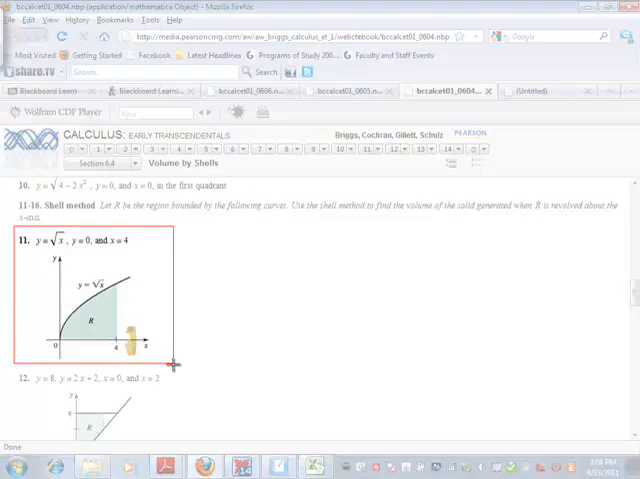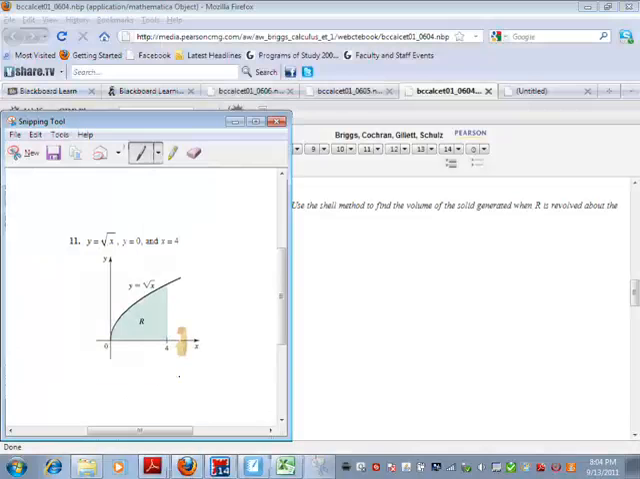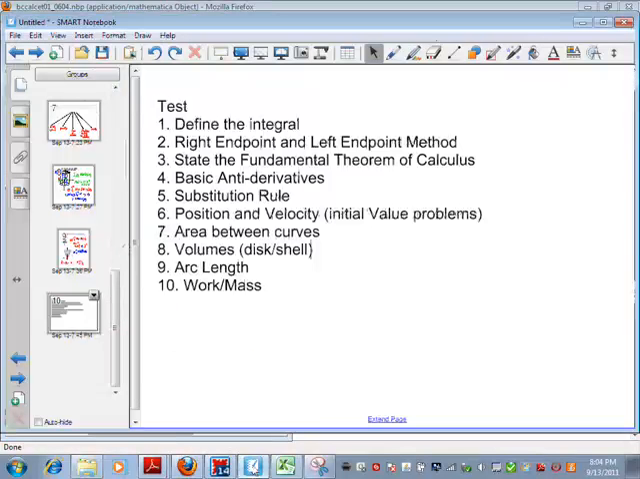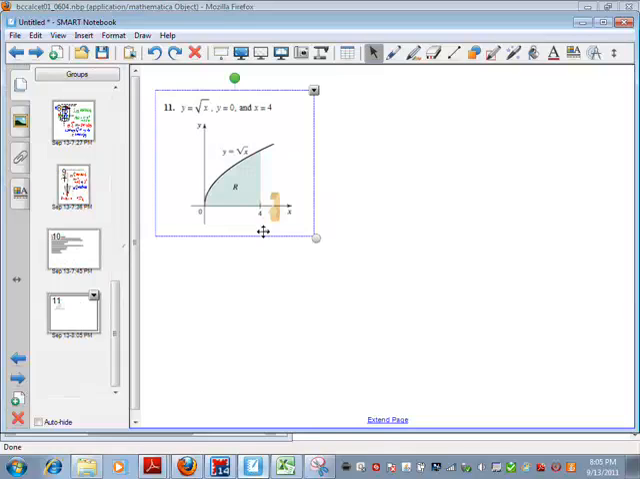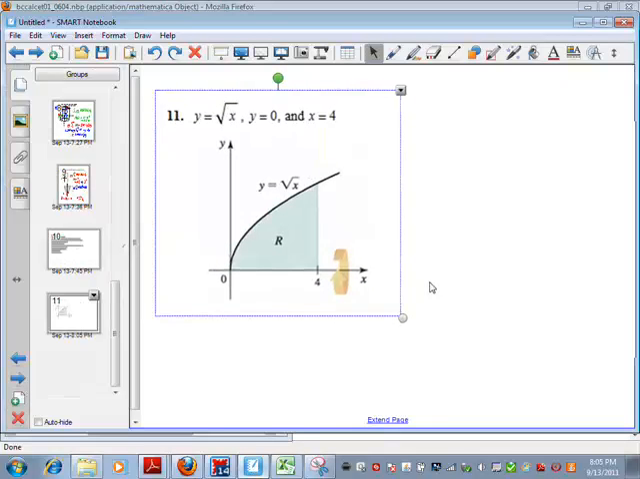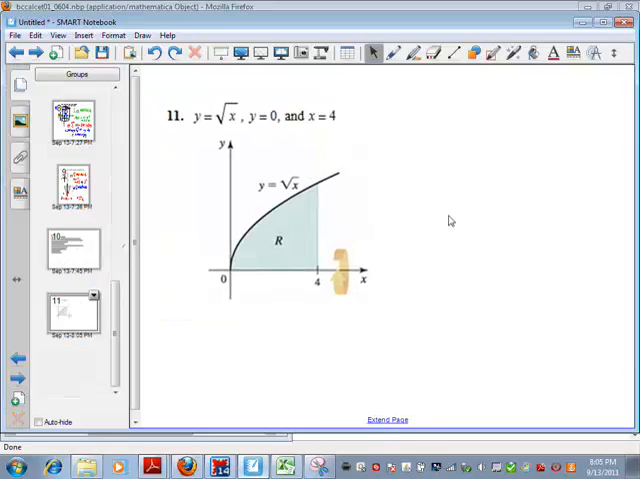I understand. So we're revolving around the x-axis? Around the x-axis, that's right. The integral is from 0 to 4. Wait one second, let me get it here first. So for the x, when you use the y coordinate, top and bottom, you use the y coordinate system for the x.